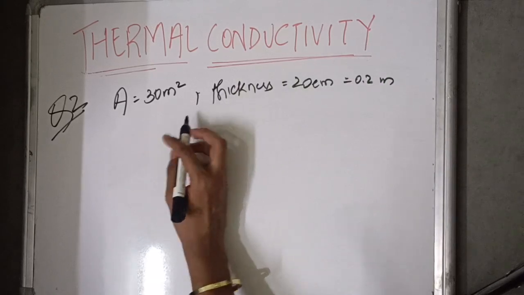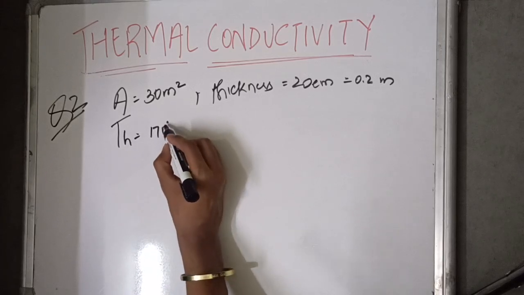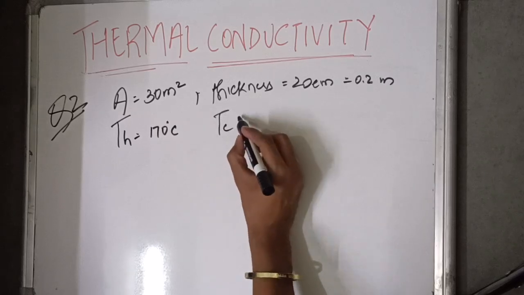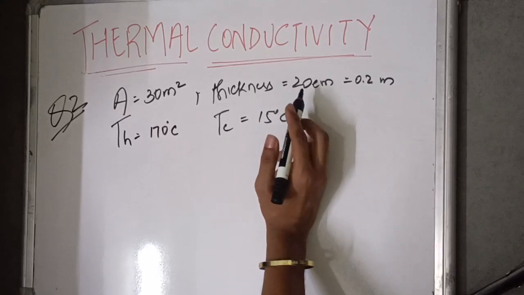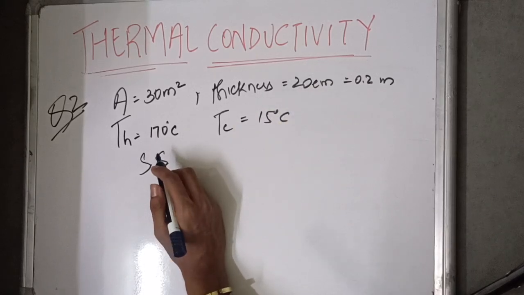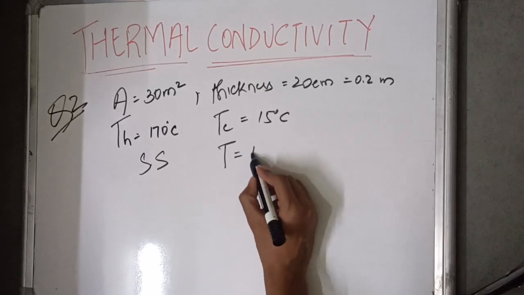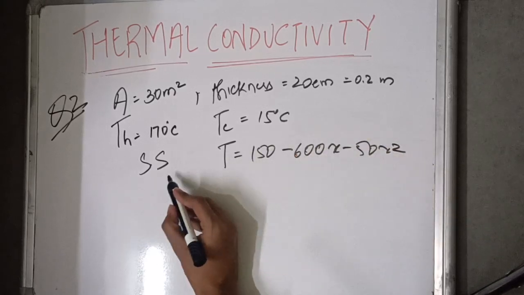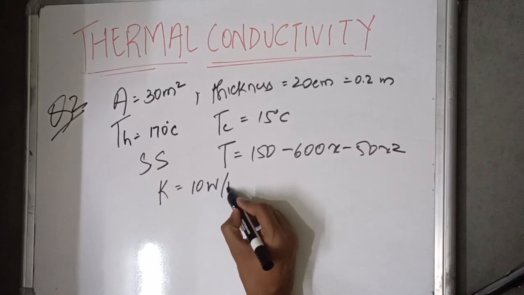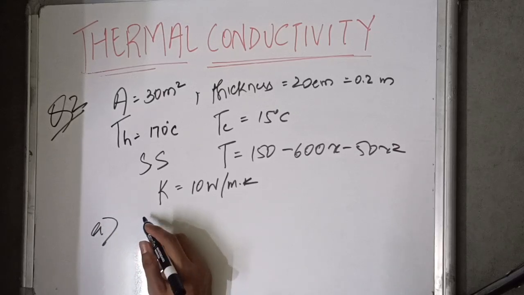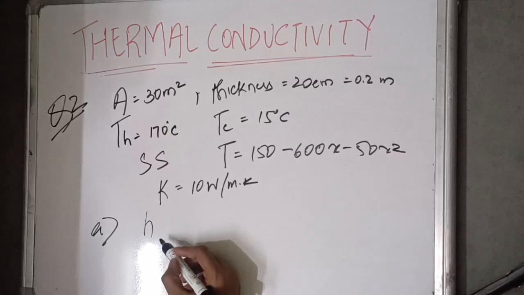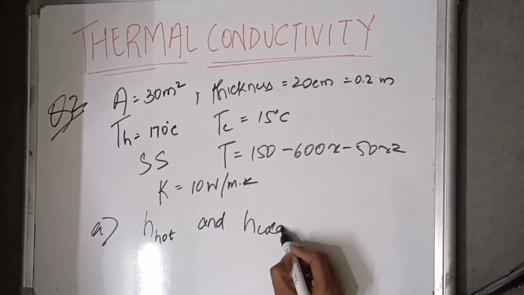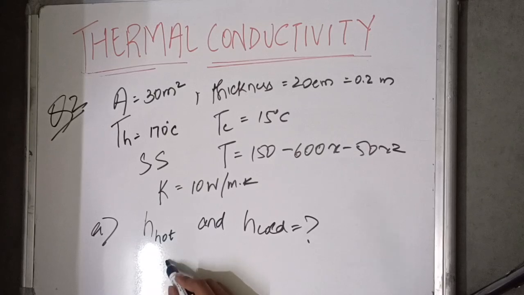Separates a hot fluid maintained at 170 degrees Celsius from a cold fluid maintained at 15 degrees centigrade. Under steady state condition, the temperature distribution across the wall is given by the expression, and the thermal conductivity of the wall is given in watt per meter Kelvin. We have to find two things. Calculate the average heat transfer coefficient at the hot side and the average heat transfer coefficient at the cold side, and determine the rate of energy generation.